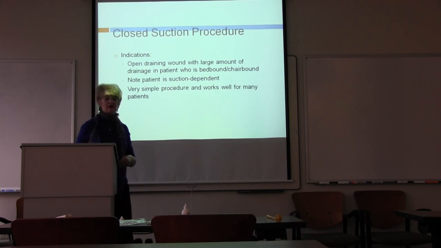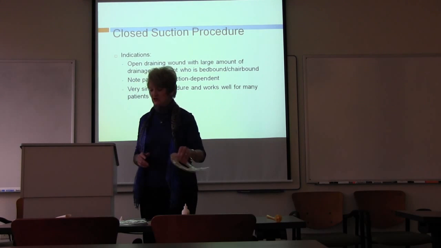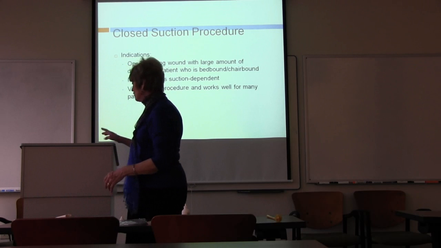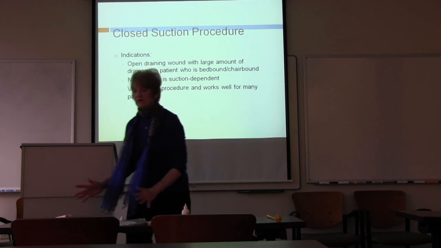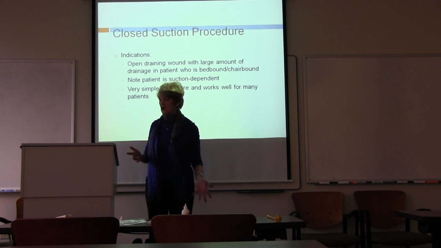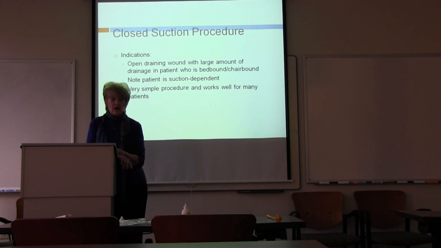Well, what if you can't get a pouch to work? What if it just keeps coming off, or you have a really big wound and none of the pouches that you have in central supply are large enough? Are there other procedures that you can use? What are your other alternatives to managing this fistula?